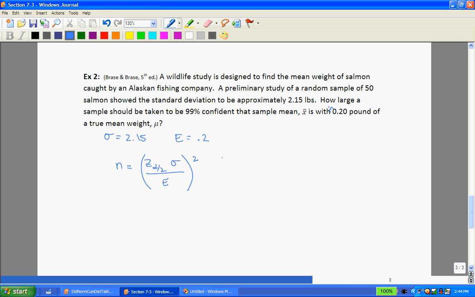But we've done 99% quite a bit, so we know that this z sub alpha over 2 is 2.575, sigma is 2.15, divided by E 0.2, and all of that will get squared. And I get a value of 766.25, and if we round to the nearest whole number, 766. So to be 99% confident that we will be within 0.2 pound of a true mean weight mu, we need a sample size that's 766 salmon large.